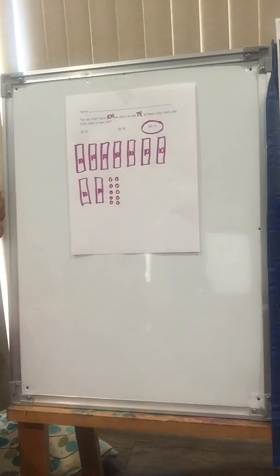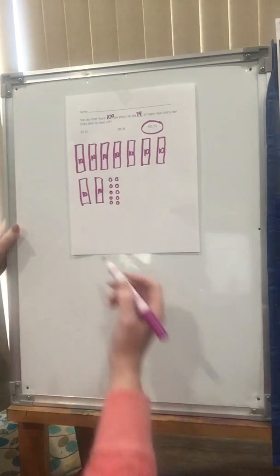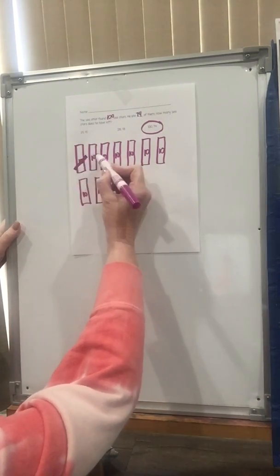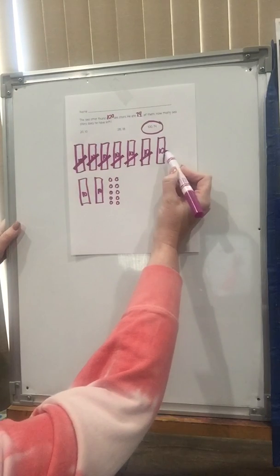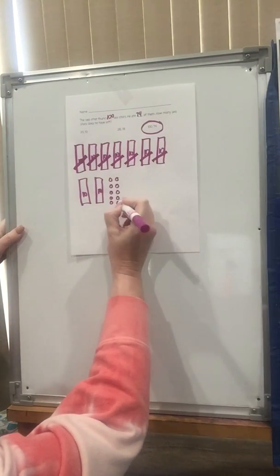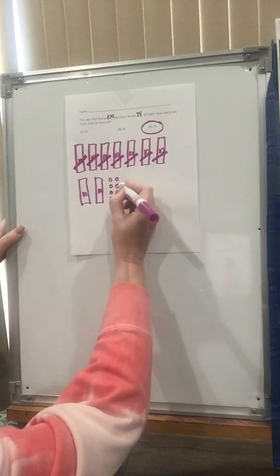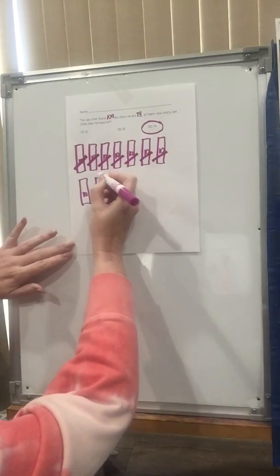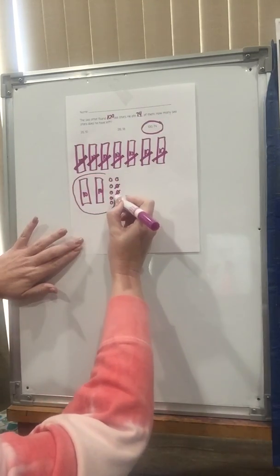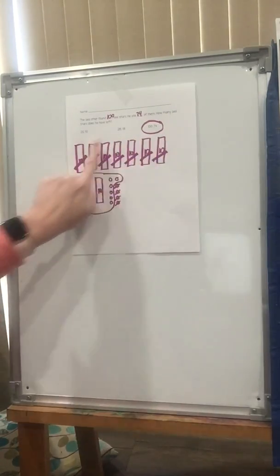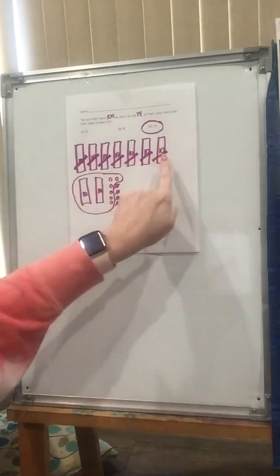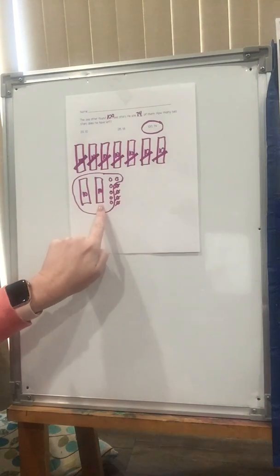So let's go ahead and take away 74. So I'm going to say take away 10, 20, 30, 40, 50, 60, 70, 71, 72, 73, 74. And so all of these are the ones that are left. So the sea otter found 100 sea stars. He ate 74 of them, and this is what's left.